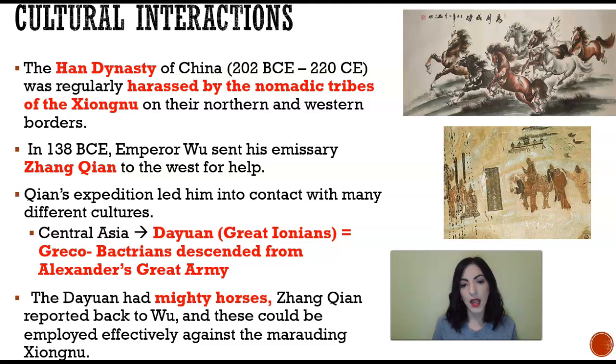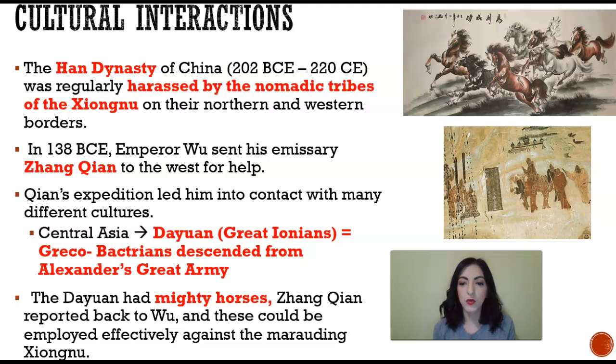The Dayuan had a specific type of breed of horses, mighty horses. And Zhang Qian thought that he could report back to the Emperor Wu, and these horses could then be employed effectively against the marauding Xiongnu. So I'll show you on the next slide, but the horses in Asia at this time were really, really small. They were short to the ground. They were kind of more furry because Asia has a lot of steppes, and so the horses have to be kind of low to the ground. It's something that is unique to this area.